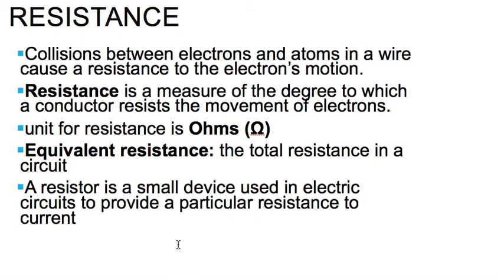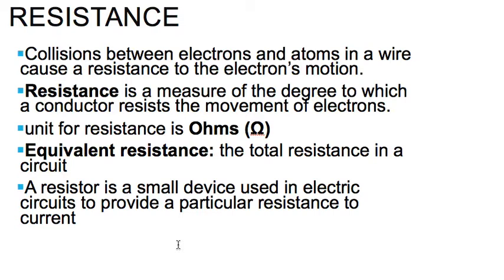So then we have resistance. The collisions between electrons and atoms in a wire cause a resistance to the electrons' motion. So as the electrons are moving around, they collide, and this creates resistance, or if you think of it kind of like friction. So resistance is a measure of the degree to which a conductor resists the movement of electrons, or how much friction there is between them. It's measured in ohms, named after the guy that figured this out. And then equivalent resistance is the total resistance in a circuit. We'll get to this more in the next set of notes, but just remember that definition for now.